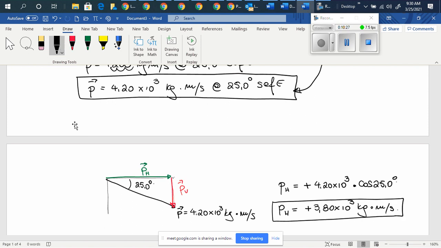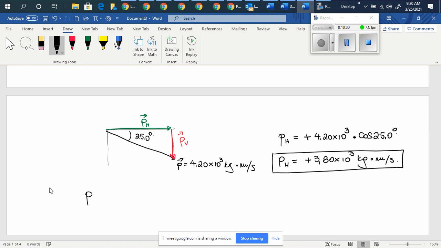And now the vertical component of momentum of the car will be negative because it is going in the south direction, and it is 4.20 times 10 to the power of 3 times sine 25 degrees. And again, please, it's a very common mistake. Make sure that the mode of your calculator is on degrees. So this will be 1.77 times 10 to the power of 3 kilograms, and it is negative, times meters per second.